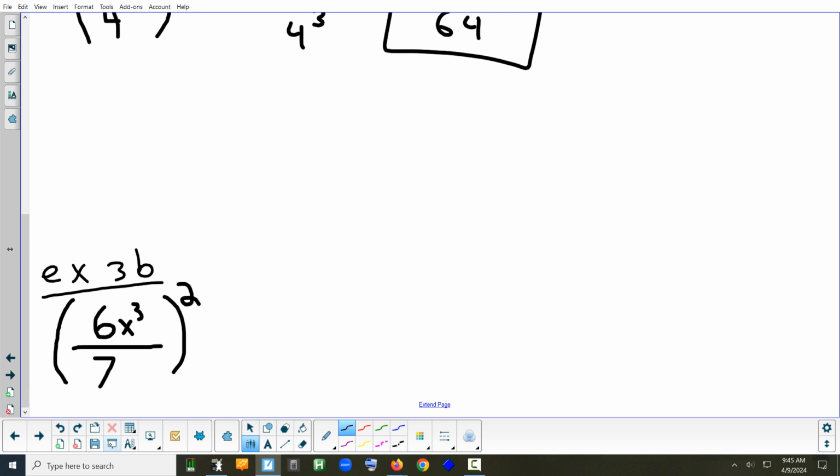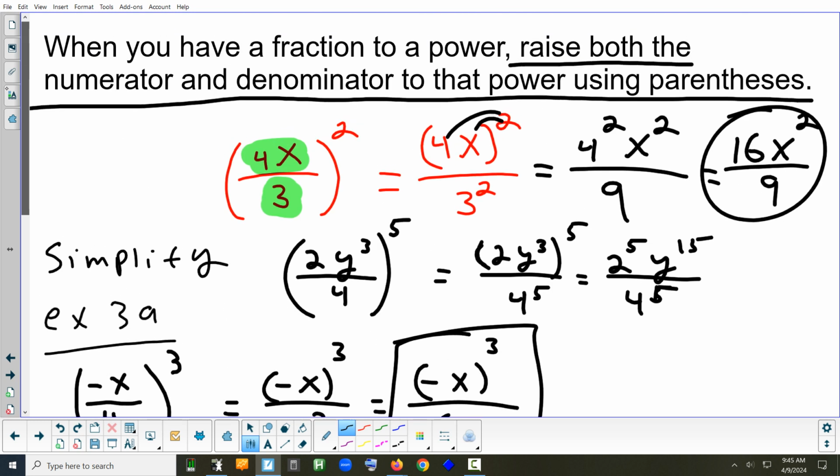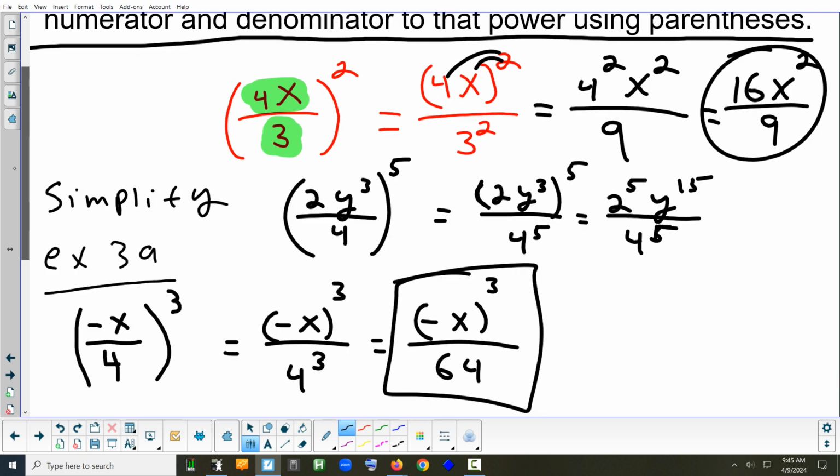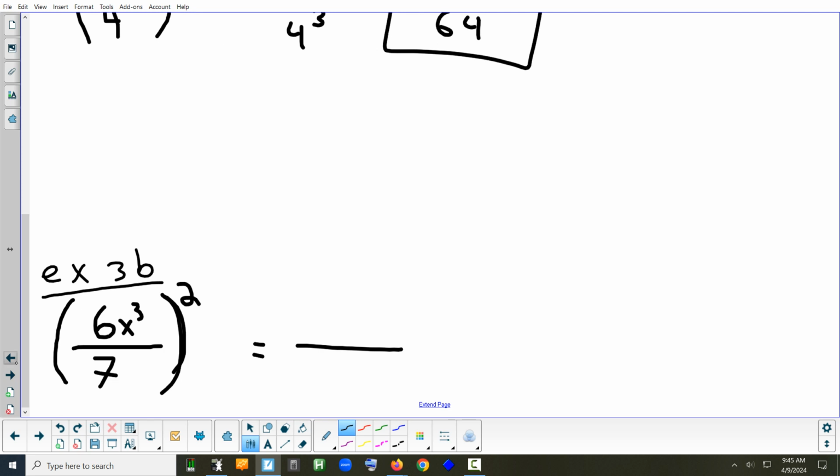Right, let's try this one. 6x cubed divided by 7, and you're squaring it. Okay. So what's the first thing that we're going to write in the top? 6 to the power of 2. Can you tell me, so if you follow that step, raise the numerator to the power. Okay, what's my numerator? 6. Part of it.